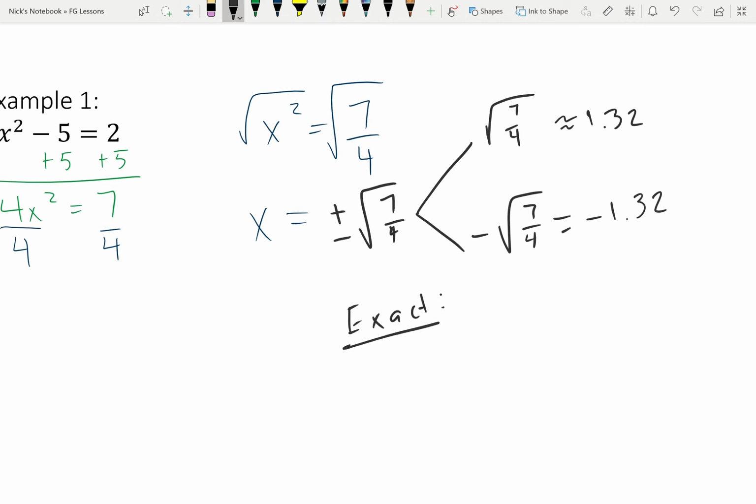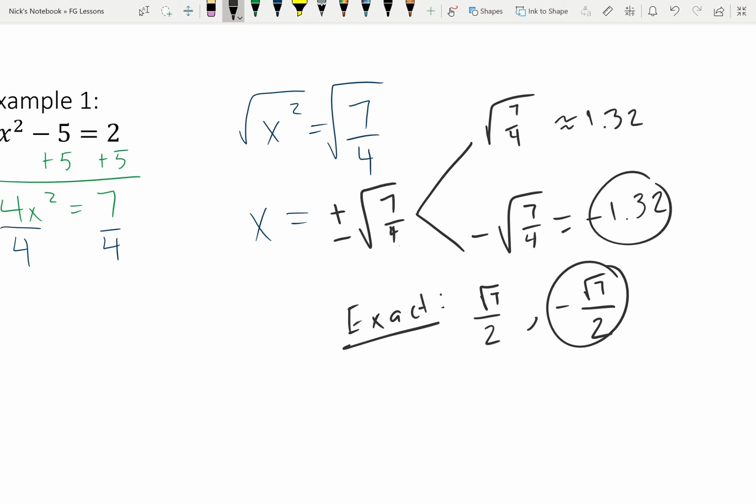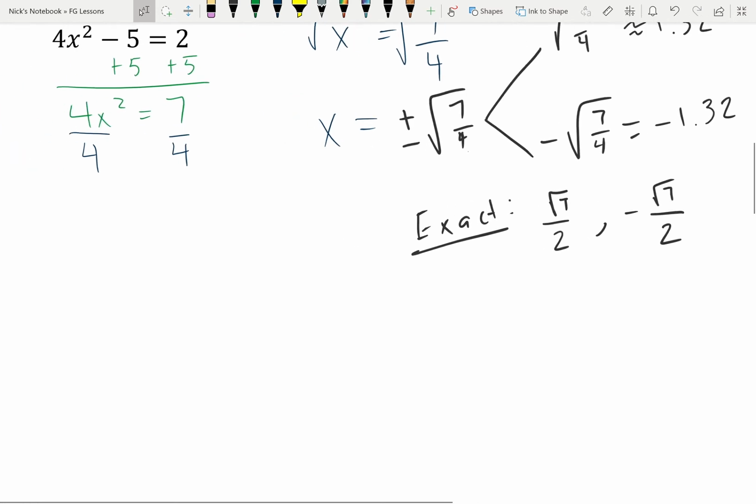If we take this 7 over 4, well, we can take the square root of 4. So the square root of 4 is 2, so we can just simplify the bottom and leave the top as a radical. So we have square root of 7 over 2, and then we also have negative square root of 7 over 2. If you double check with your calculator, those are equivalent to the decimals. Same thing with the positive answer as well. All right, let's move on to the next example.